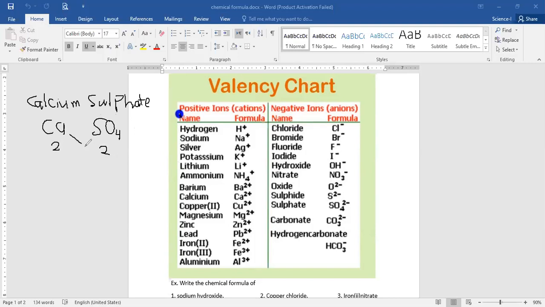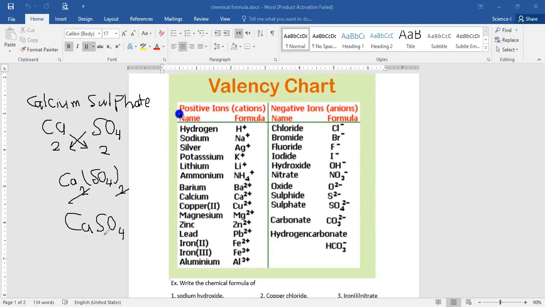Then we're going to switch the places. So it will be Ca2, then SO4, and for all of SO4 we make a bracket with 2. But if 2 calcium combine with 2 SO4, we must simplify. If we can simplify, we make it in the simplest form. So it will be CaSO4. You get it, guys?